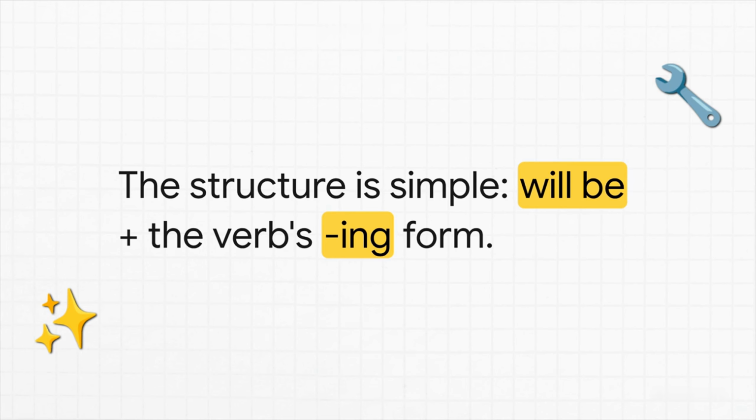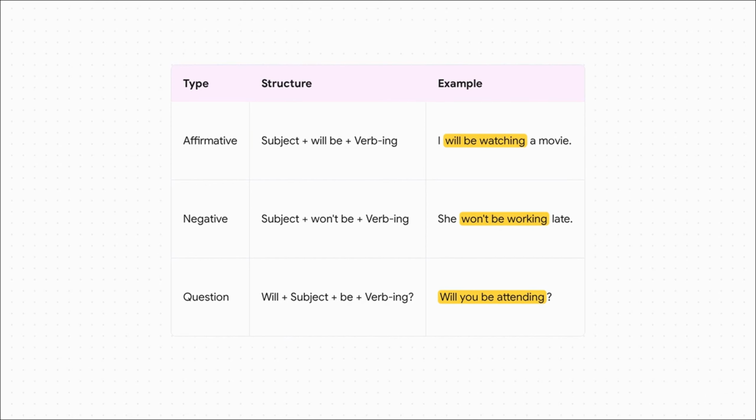See? It's that simple. And what's really cool is how this easy formula works for everything. So, for a regular positive statement, you'd say something like, I will be watching. Easy enough. To make it negative, you just squish will not into won't. So, she won't be working. And to ask a question, just flip the first two words. Will you be attending? It's a really clean, predictable pattern, which is great.